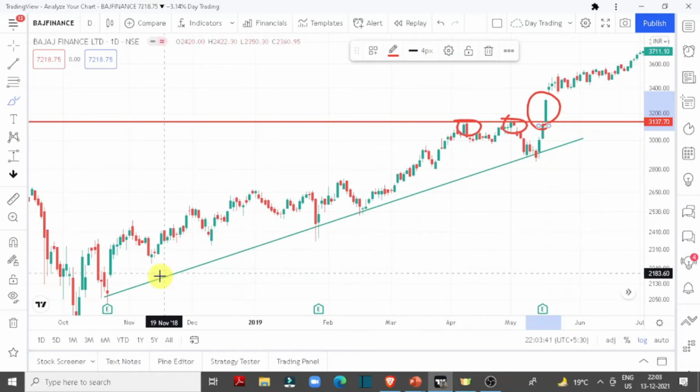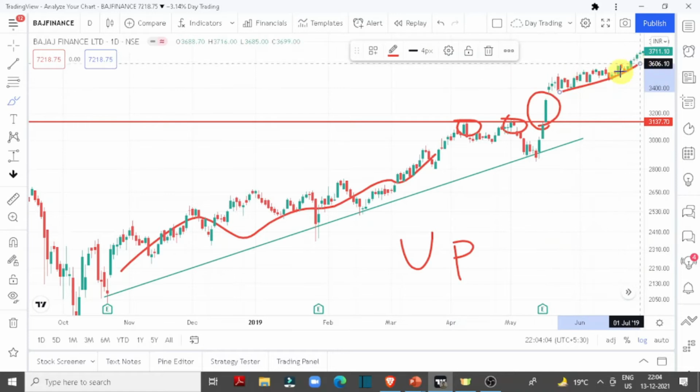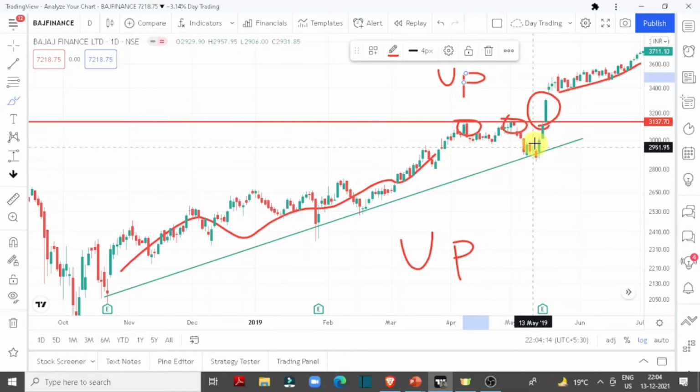In this case you can see that the previous trend was up, but due to resistance this uptrend got stalled. The stock was not able to go up. But after this breakout happened, suddenly the stock started going up. So breakout can happen in trend continuation as well. The previous trend was up, the stock started consolidating, but after the breakout the trend continued in its previous direction. So breakout can also occur in continuation.